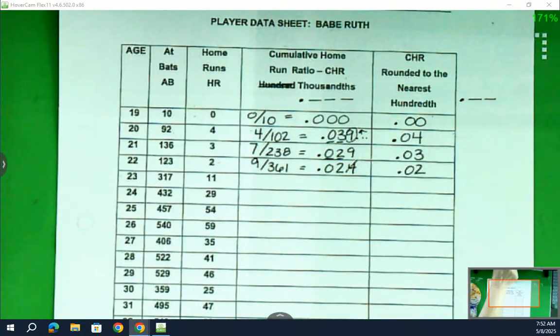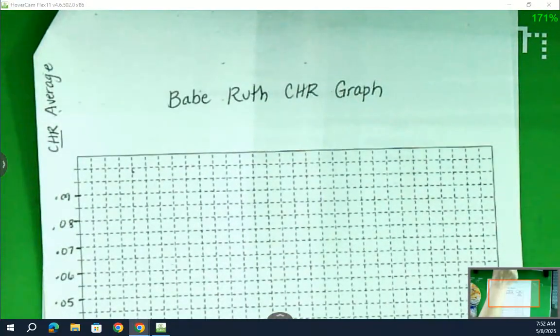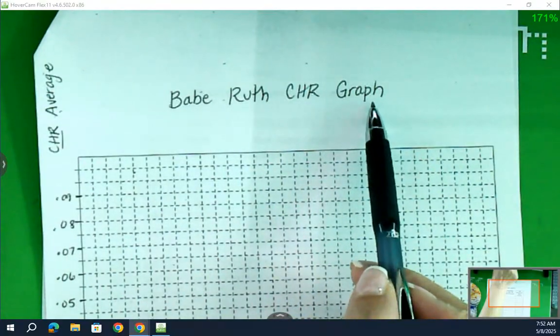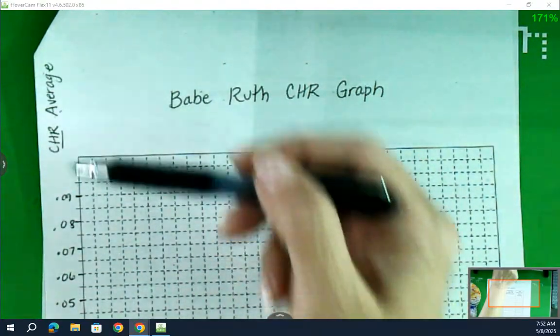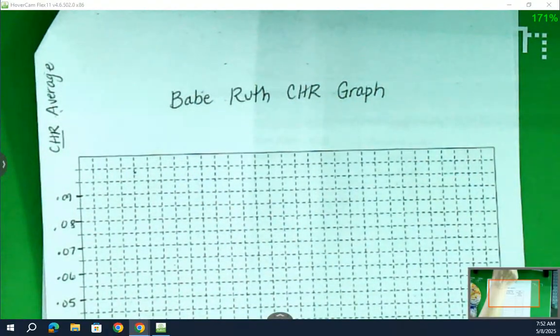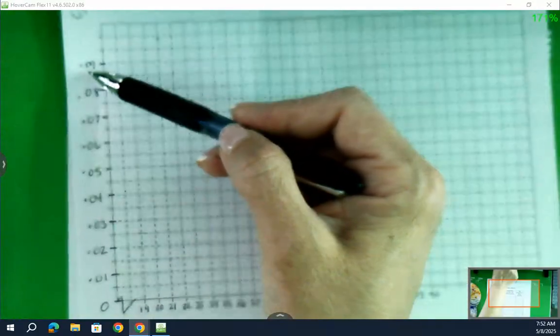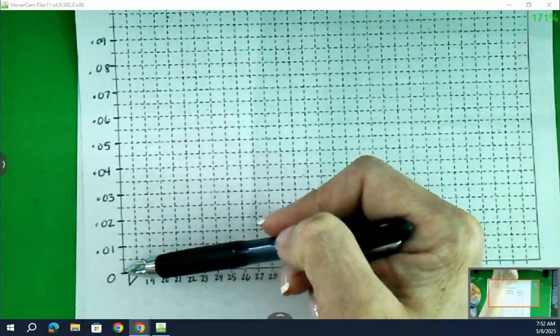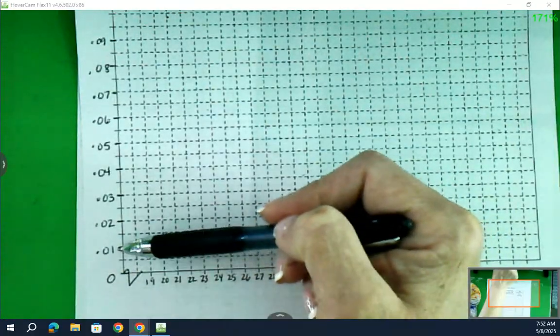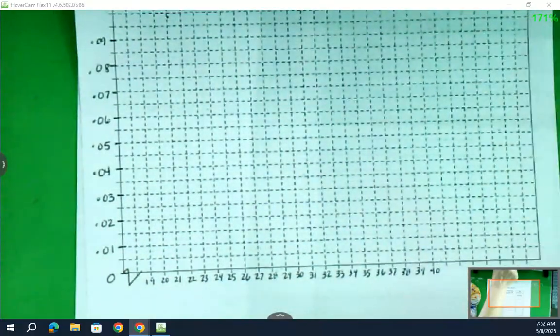Okay, so when we go to graph it, I've already set up your graph for you. We have a title there, Babe Ruth CHR graph. Along the side here is going to be our CHR average that we work out. And the highest we got to is 0.09. So I started 0 at the corner and went every 2 boxes just to spread out our work.